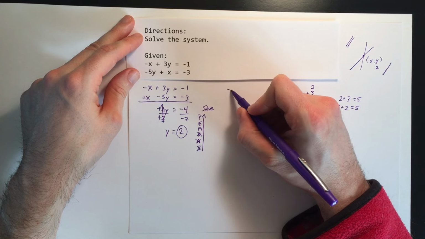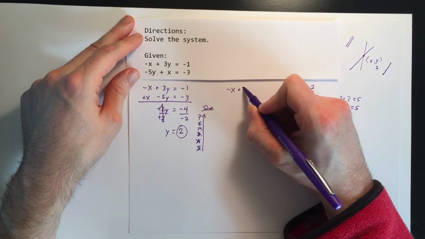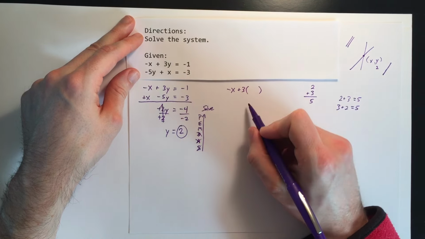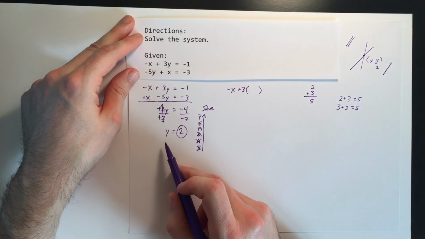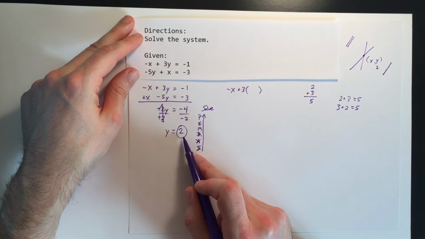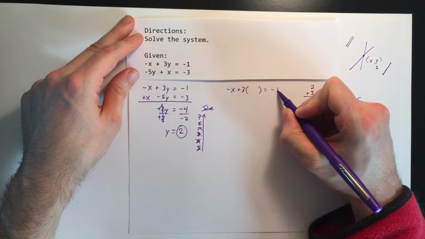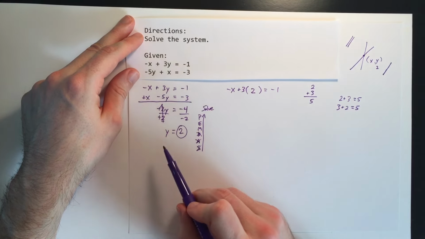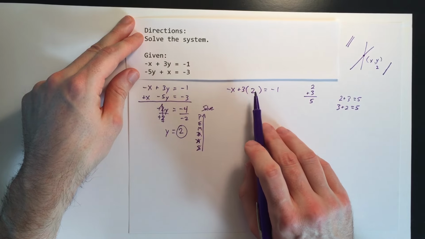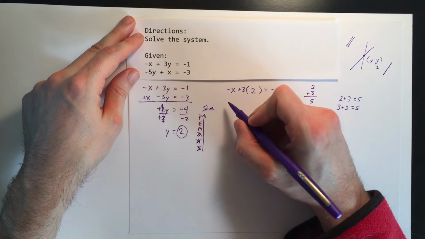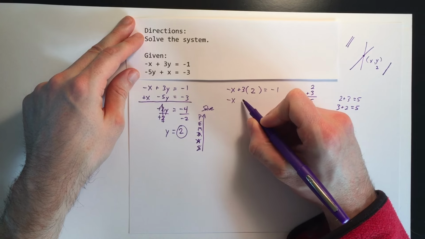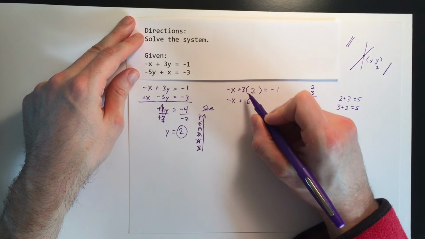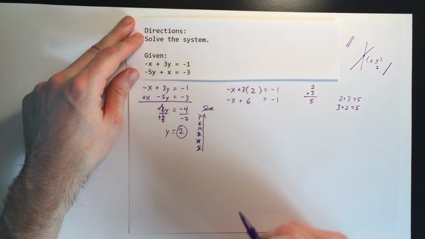And I'm going to write -x plus 3 times, but then I'm going to have parentheses where the y was, because that's what I'm going to substitute this 2 in for, equals -1. I'm going to take that 2, put it where the y was, because y equals 2, that's what goes where the y used to be. And now I have -x plus 6, I'll just simplify that, equals -1.